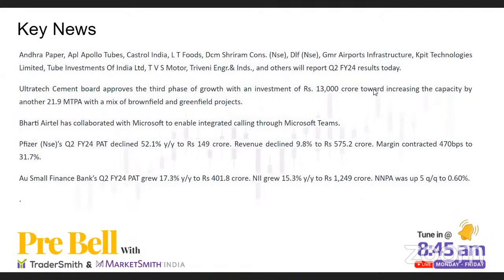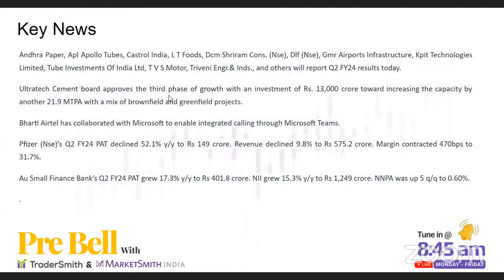Okay, so now let's look at the key news. A lot of results today: Andhra Paper, Apollo, Castrol, LT, DCM Sriram, DLF, GMR Airports, KPIT Tech, Tube Investment, बहुत सारे result हैं. Then if you look at the key news, UltraTech Cement's Board has approved the third phase of growth investment of 13,000 crore, increasing capacity by almost 22 MTPA.